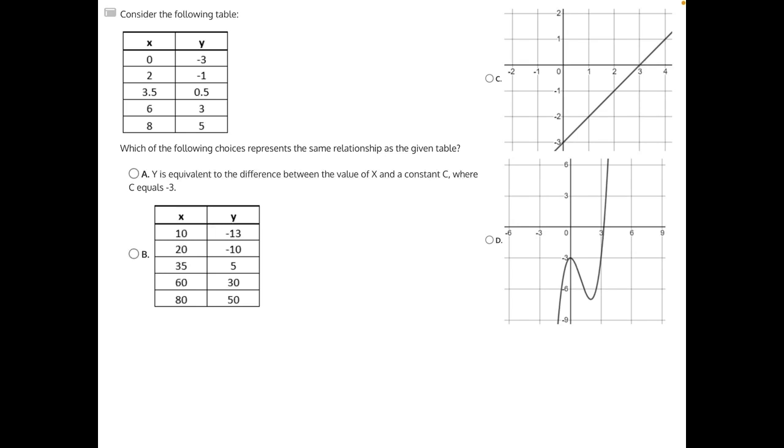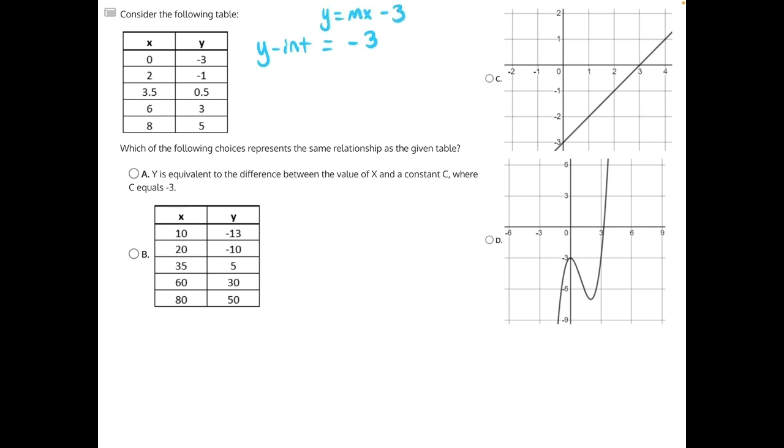Consider the following table. Which of the following choices represents the same relationship as the given table? The first thing I want to direct your attention towards is this coordinate point right here, (0, -3). This is showing us that our y-intercept is going to be equal to -3. So part of our equation should be y = mx - 3.